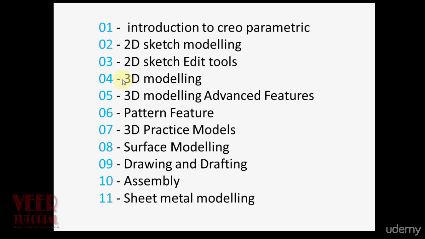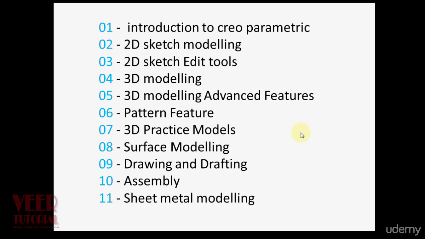After that, in the fourth chapter we start our 3D modeling. We will learn to create the extrude, revolve, sweep features. Then we have some advanced options in the 3D modeling. Then we have created a separate chapter for the pattern feature. We have different kinds of pattern features in Creo Parametric, so a detailed description of each and every pattern is given in the chapter.